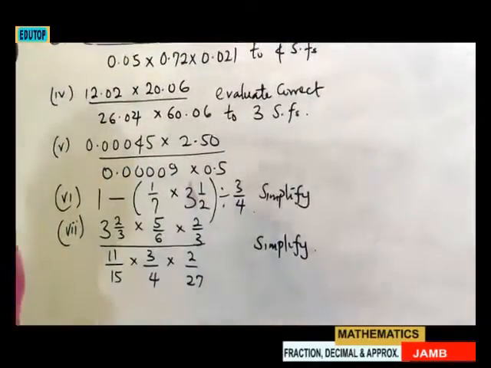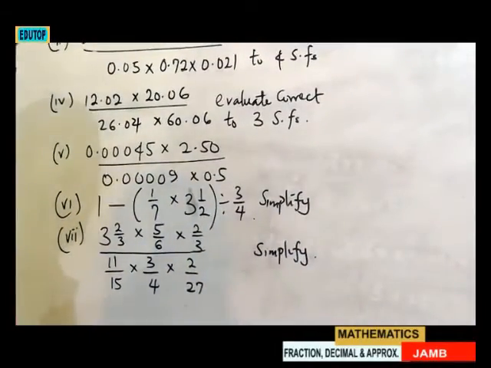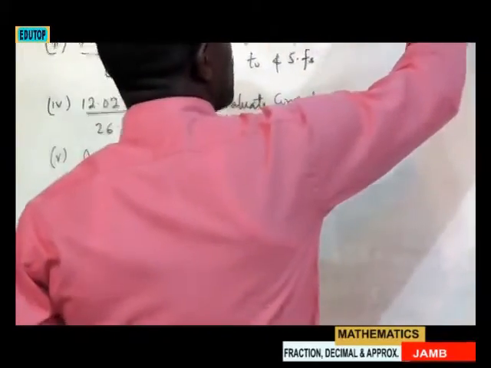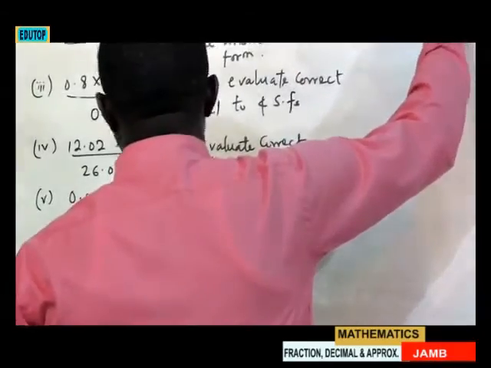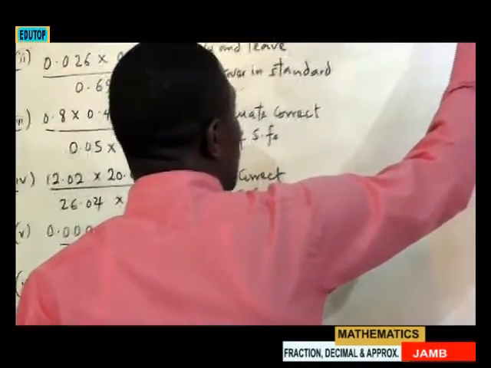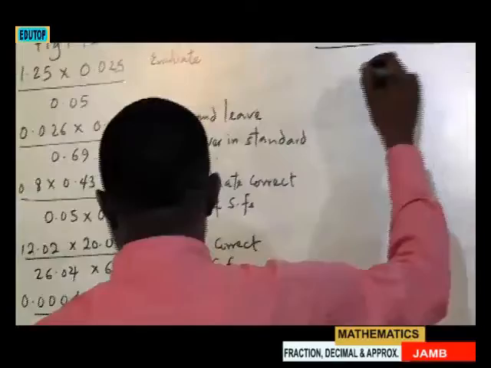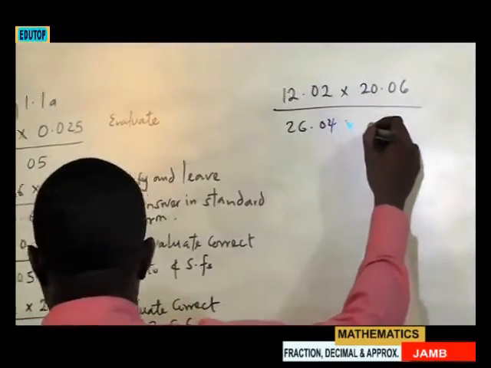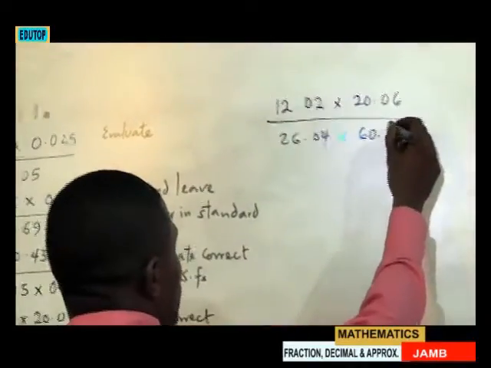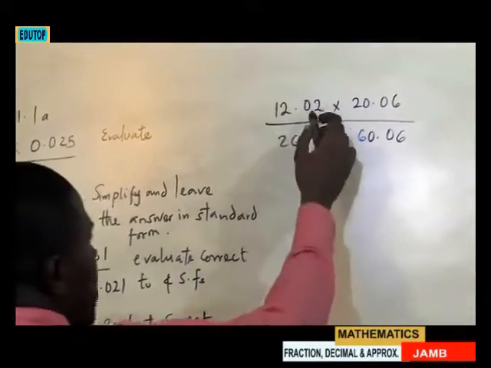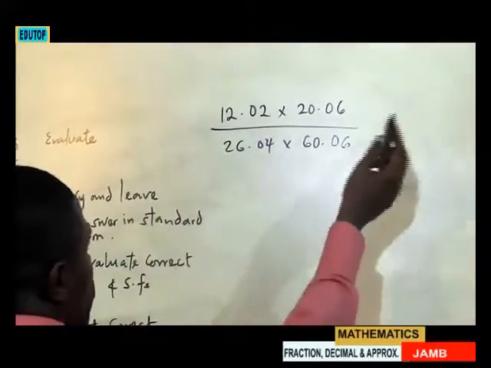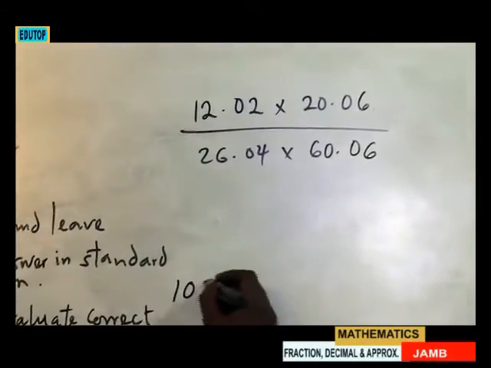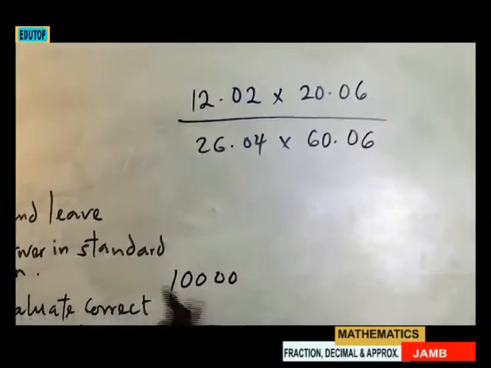So in this situation also, we are asked to convert to 3 significant figures. So we write out the question: 12.02 times 20.06 divided by 26.04 times 60.06. So we count the number of decimals here. We have 1, 2, 1, 2, making it 4. So 1, then 4 zeros. So that would definitely be 10,000.